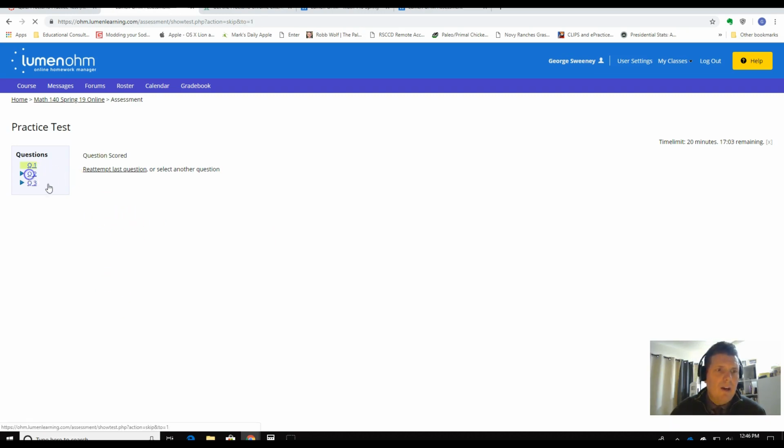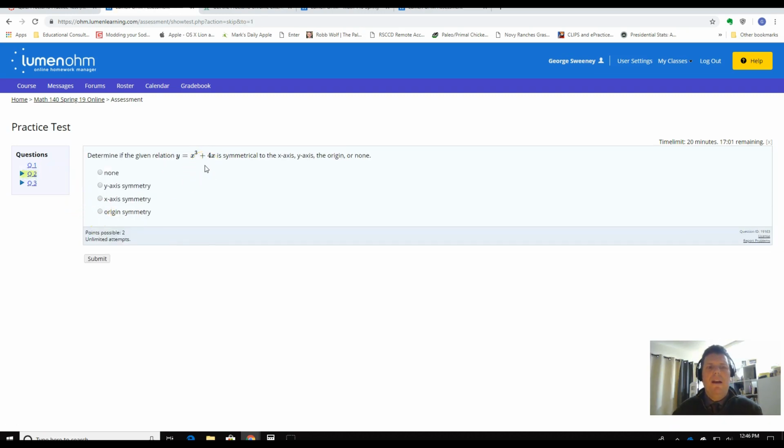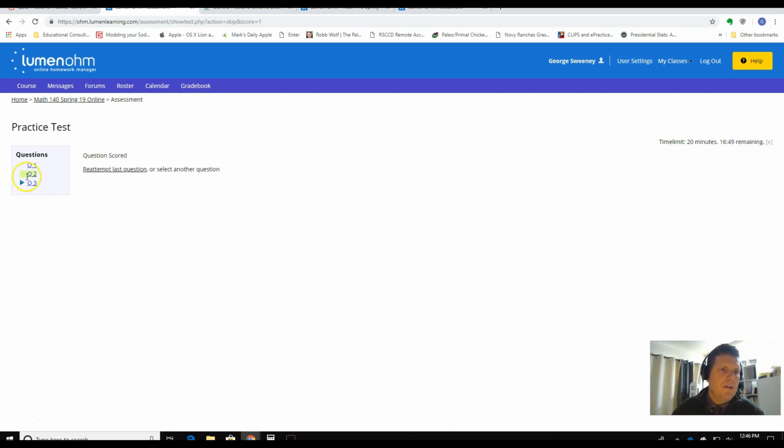Okay, and then I go to question 2, and it says, given if the relation y equals x squared plus x cubed plus 4x is symmetrical to the x-axis, y-axis, the origin, or none. Oh, well, it's odd, so it's going to be symmetric to the origin. Okay, so I submit. Great.